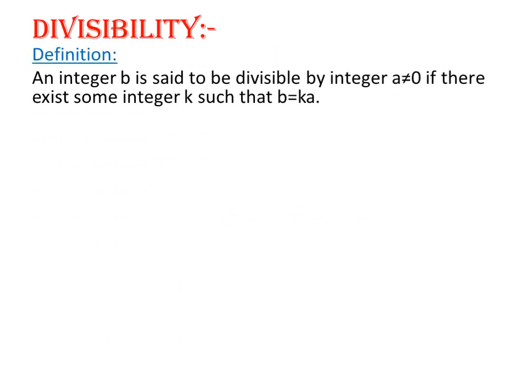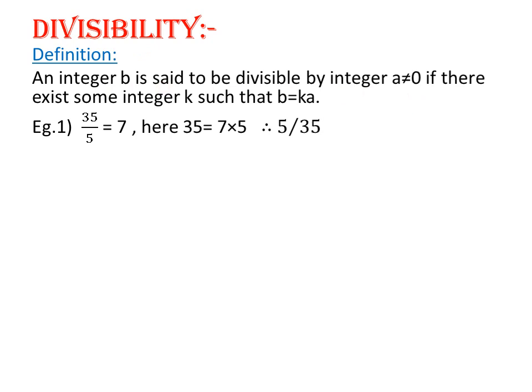What is divisibility? Let us see its formal definition. An integer b is said to be divisible by a non-zero integer a if there exists some integer k such that b is equal to k into a. That is, when we divide this integer b by a, if we are getting the quotient as a whole integer, then we say that this number b is divisible by a. That is, if we are getting remainder as 0, then we can write this integer b as product of quotient and divisor. If we cannot find such an integer, that means if we are getting the quotient as a fraction, then we say that b is not divisible by a.